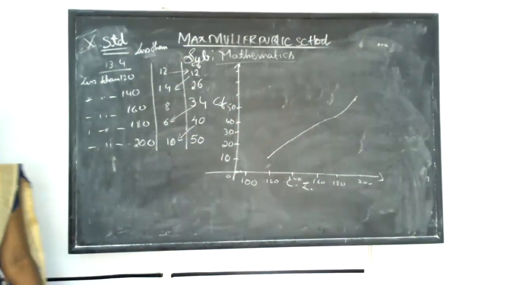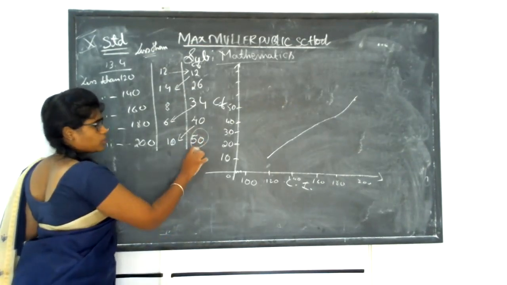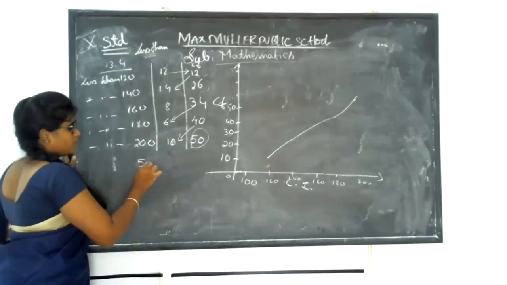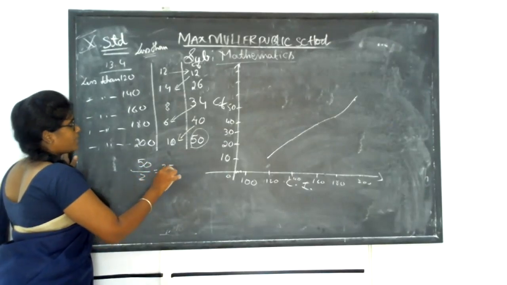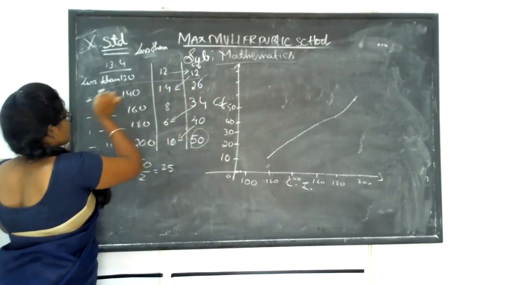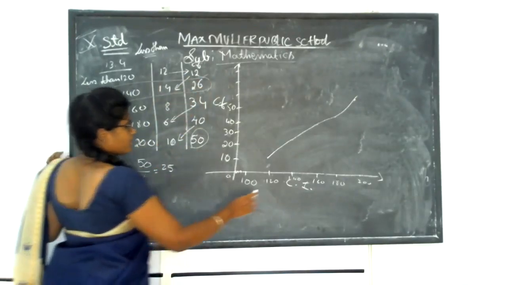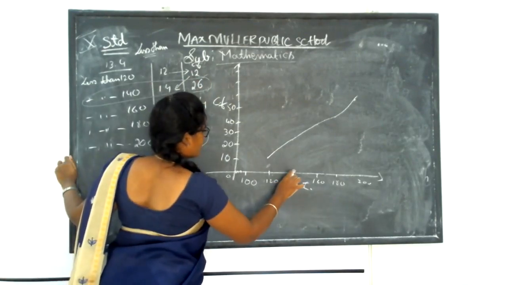Now, how to find out the median, ma'am? Here you have the n value. How much is it? 50. 50 divided by 2 is how much? 25. See where 25 belongs. 25 comes in this one. So this is your median class. That's all. This one is your median class.